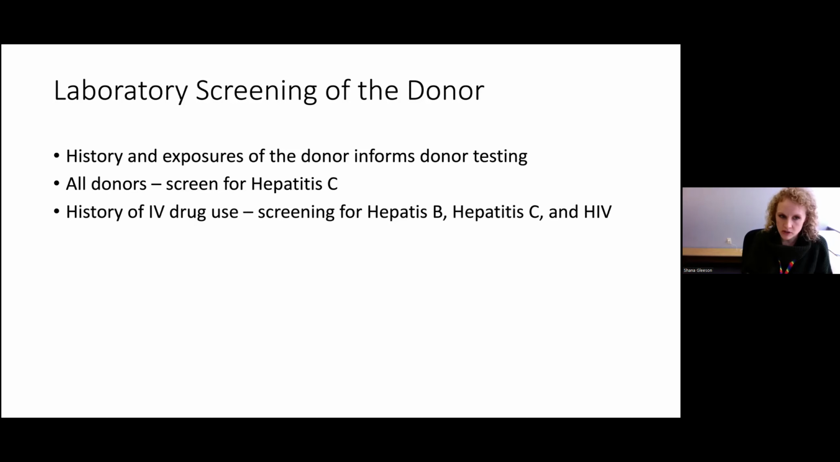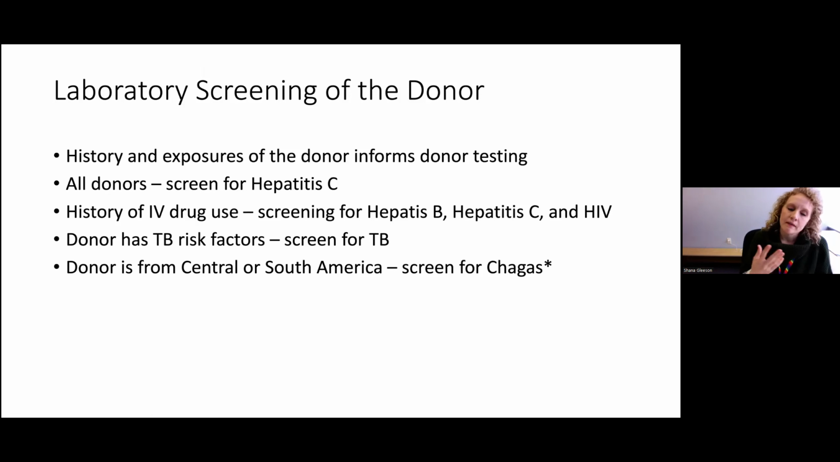So like we already talked about, with a history of IV drug use, you'll look for certain viral infections. They have TB risk factor screening for that. If they're from Central or South America, this is not mandated, but it is advocated by a lot of experts. And I bring it up since this is a cardiology group and it's particularly relevant for heart transplant: Chagas. So a lot of people would say, especially for heart transplant, if the donor is born in Central or South America, to screen the donor for Chagas beforehand, because you don't want to transmit that via heart transplant.